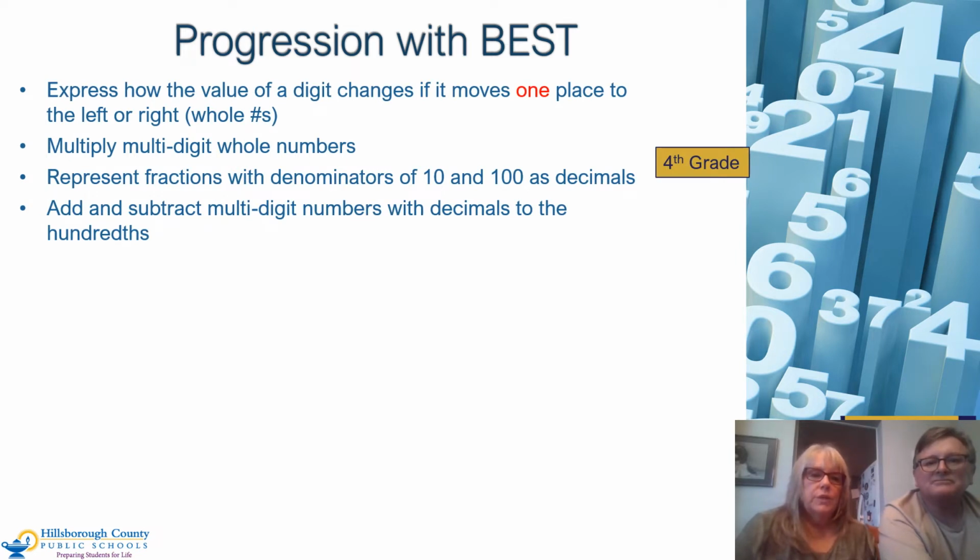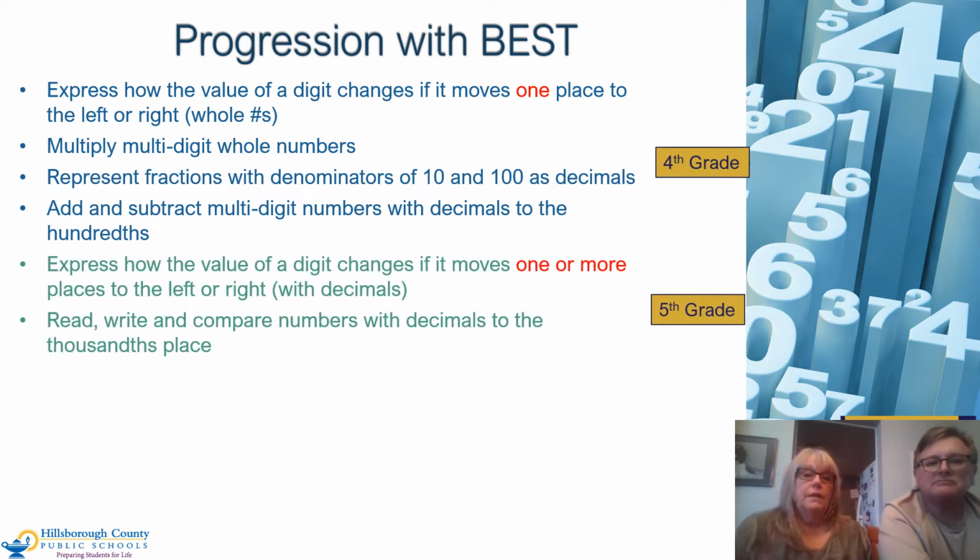Here we see our progression with best. In 4th grade, when they were looking at values of digits, they were moving one place to the left or right. And in 5th grade, that's going to move from one place to more than one place. They have multiplied multi-digit numbers, so they should be familiar with the open area model and maybe even an algorithm. Definitely with whole numbers. And I'm also noticing here in 4th grade, they're now performing operations with decimals, adding and subtracting. Correct. So they've worked not just with modeling decimal numbers, but also with the operations of addition and subtraction.